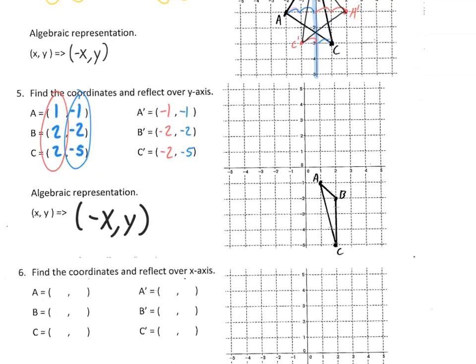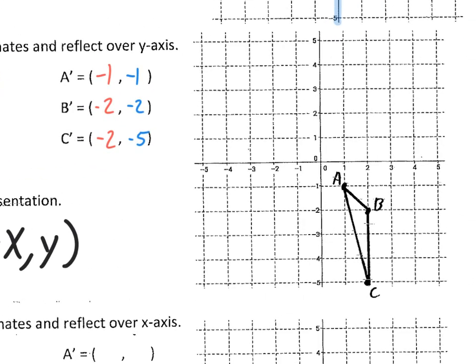So now I'm going to go over here. I'm going to plot my primes and see how this works out. Just a quick reminder, we're going over the y-axis. So here's my y-axis. Now I'm going to plot these points. So A prime is at negative 1, negative 1. That looks good so far. B prime is at negative 2, negative 2. Still looking good. C prime is at negative 2 and negative 5. So by doing this the other way, you can see that we still get the same kind of image. It's just been reflected over the y-axis now.